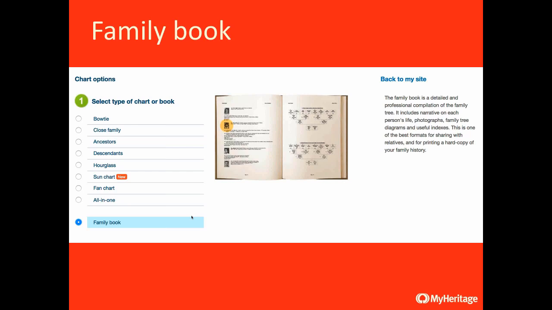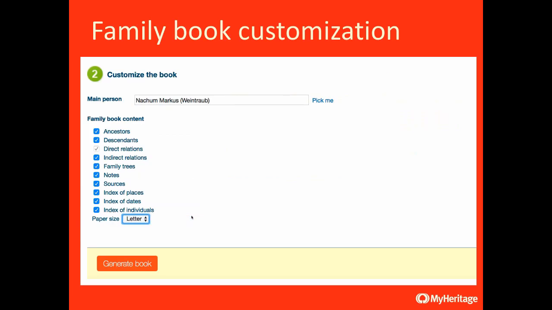So if we scroll down here after selecting family book, again, who is the focal point of your book? And in this case, I again selected one of my great-grandparents. And you can see here that there are many different sections to this book, and you can choose which ones you want or do not want in that report. Again, paper size, because it does print it as a book, so usually you would go with letter, and then you would click Generate Book.